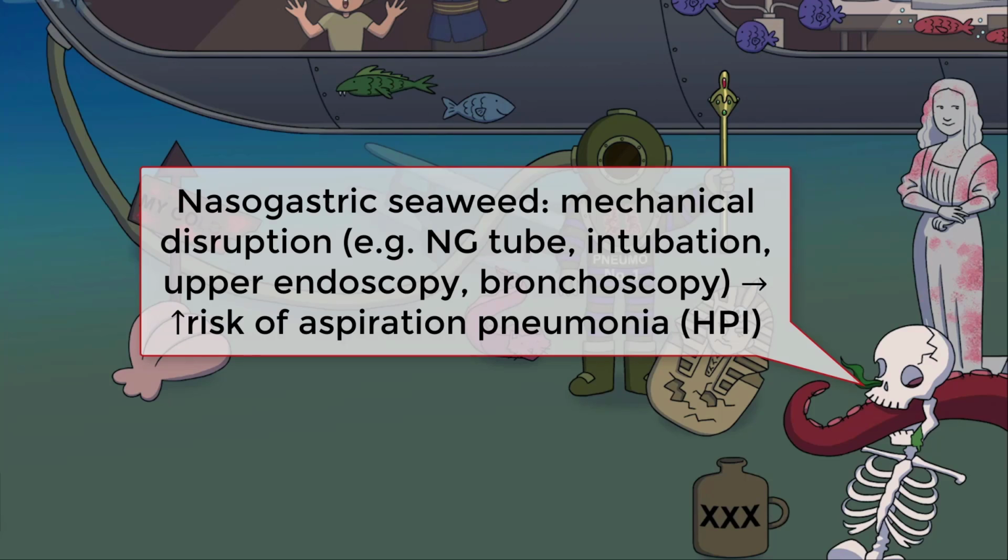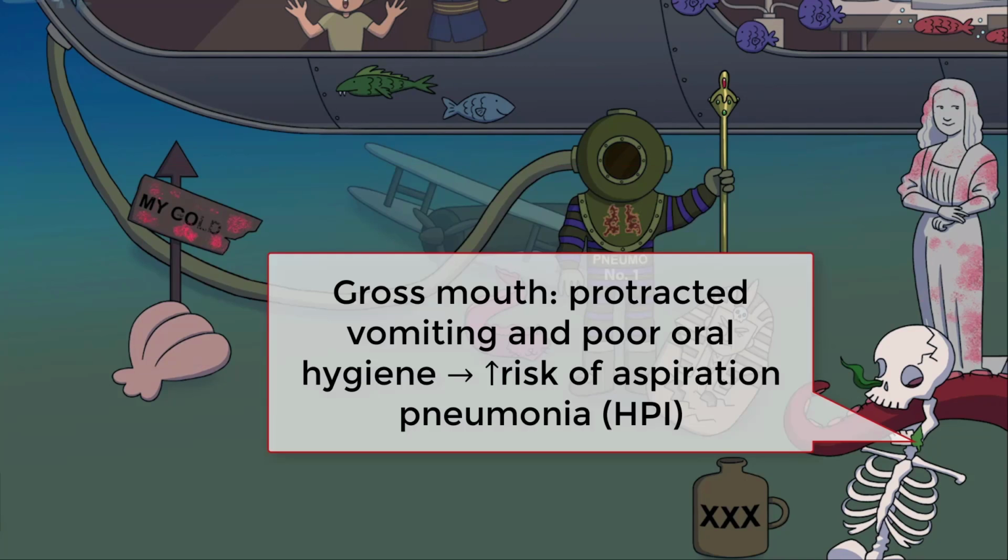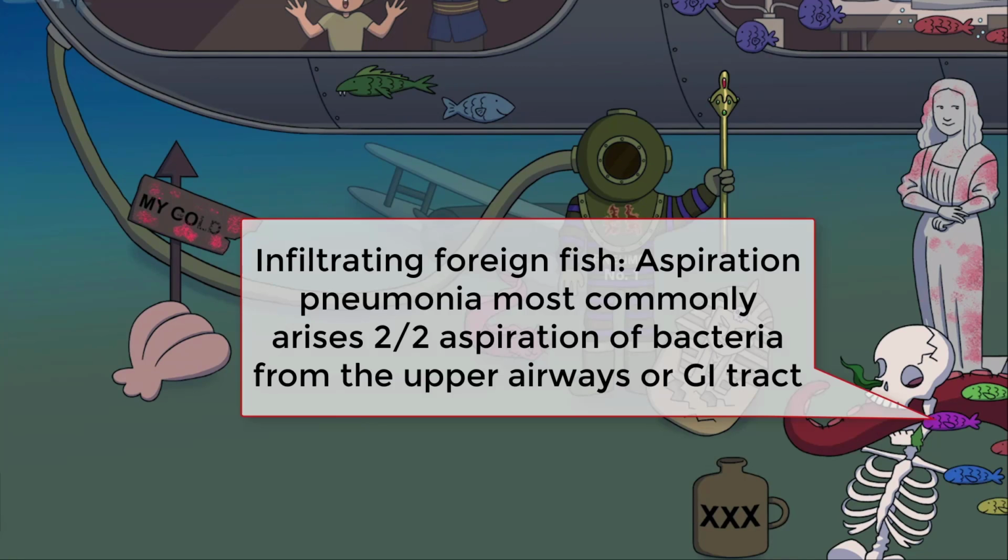Upper endoscopy and bronchoscopy also predispose to aspiration. Other risk factors include protracted vomiting and poor oral hygiene. The most common form of aspiration pneumonia results from aspiration of bacteria from the upper airways or GI tract.